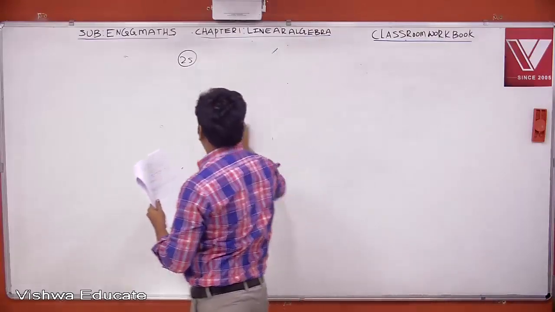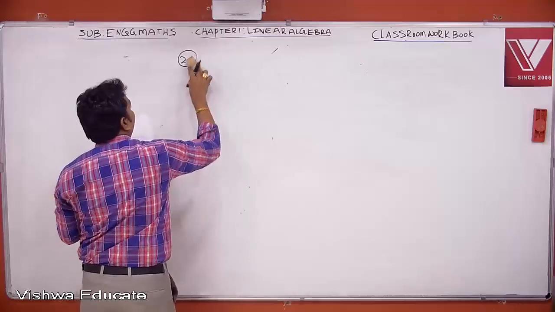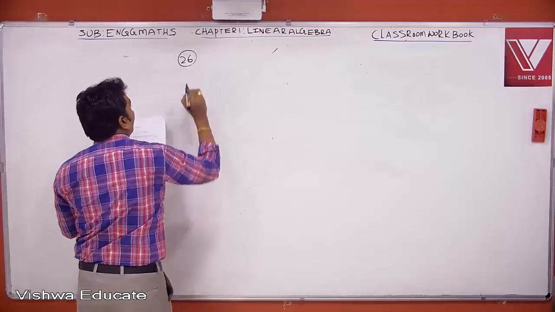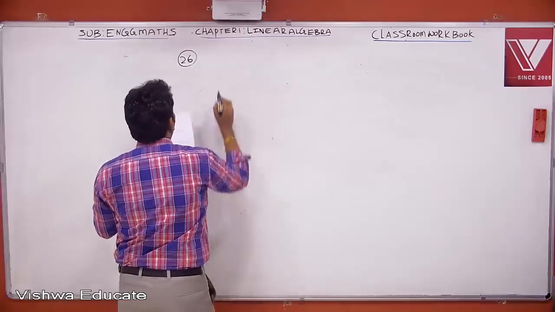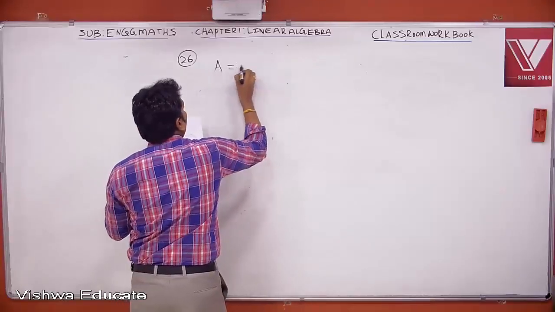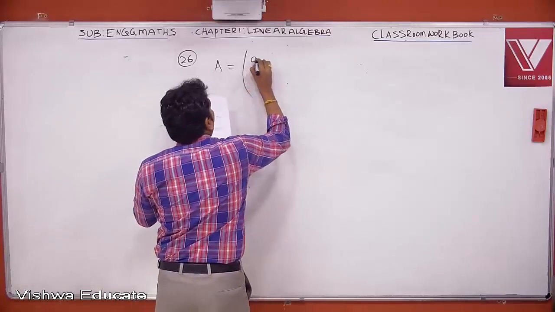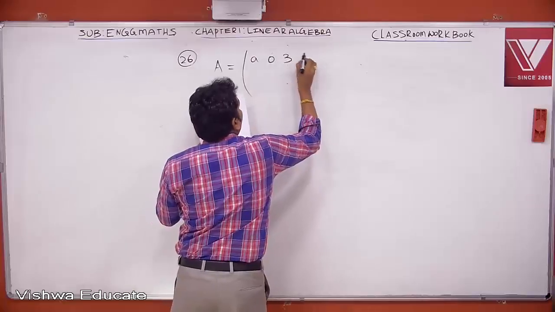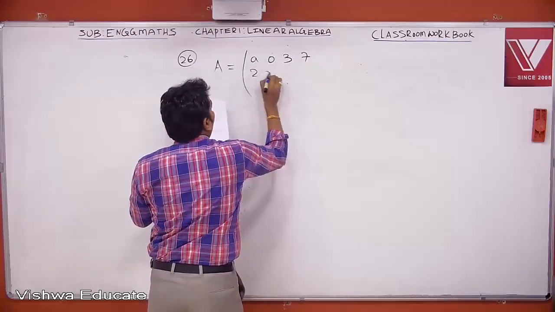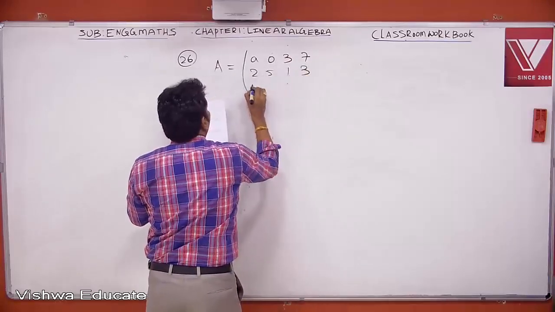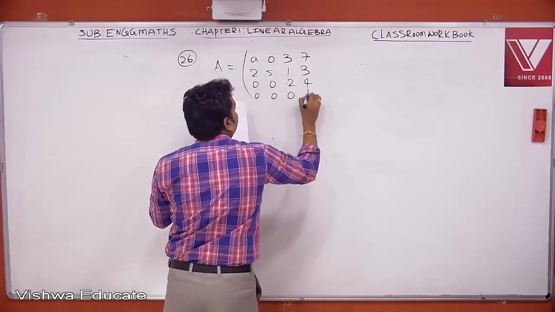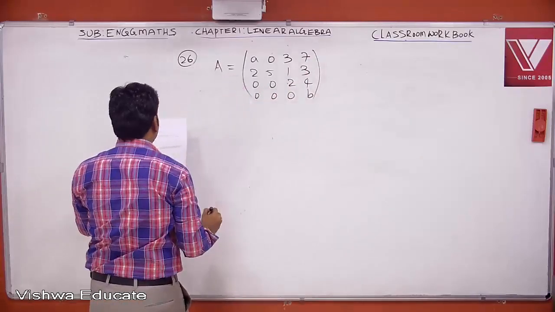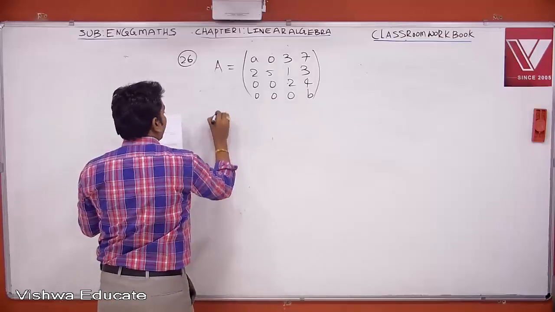Now let us discuss question number 26. Go through the handout, we discuss question number 26. So given that A is equal to some 4 by 4 matrix. This is A, 0, 3, 7, 2, 5, 1, 3, 0, 0, 2, 4, 0, 0, 0, B. A 4 by 4 matrix is given with two properties.